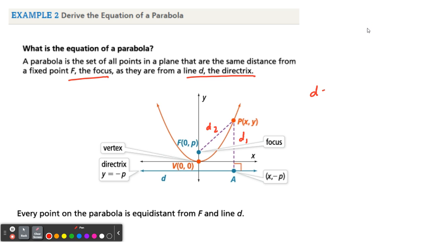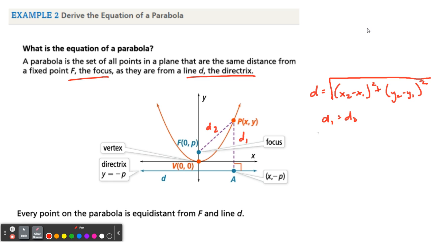To remind you, distance equals the square root of (x2 minus x1) squared plus (y2 minus y1) squared. So I will start the problem here, and then we'll go to the next slide, where I have more space. We want to show that distance 1 is equal to distance 2.